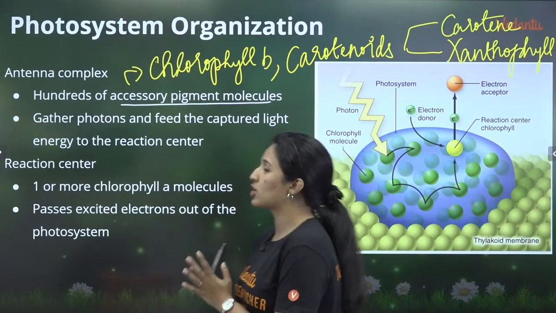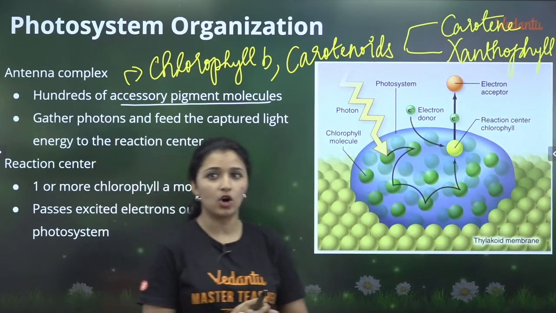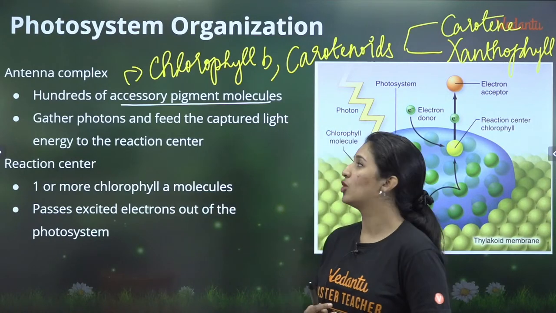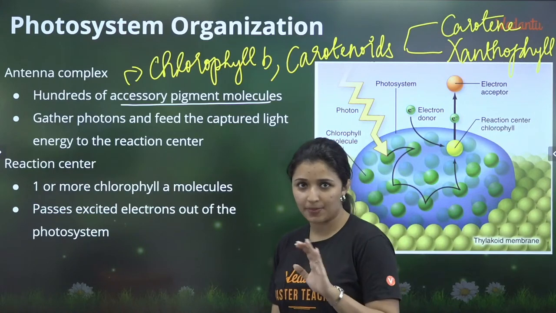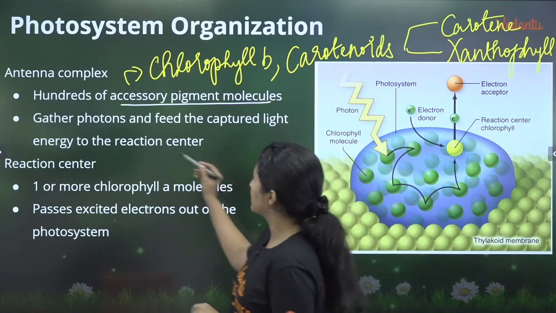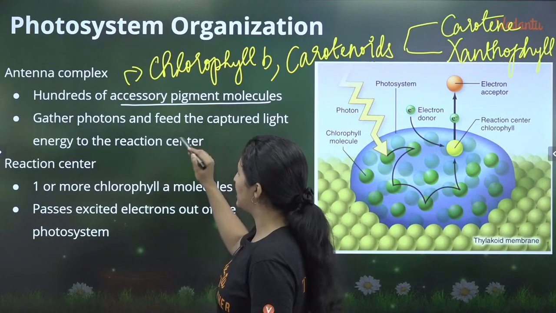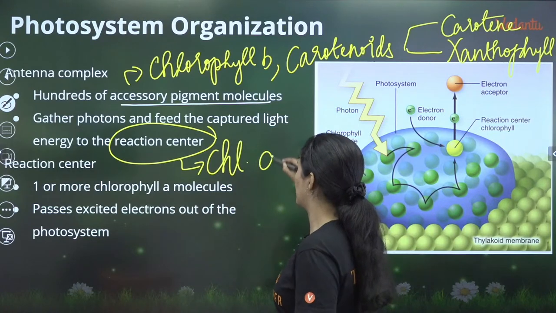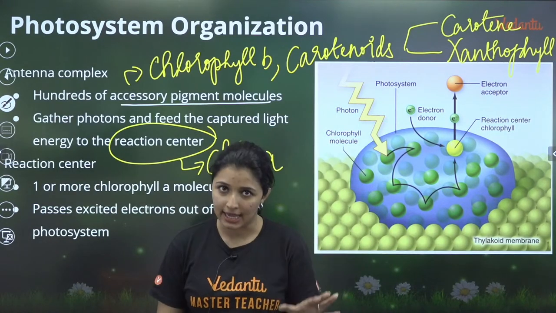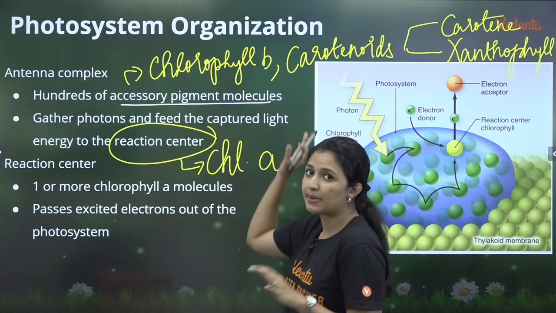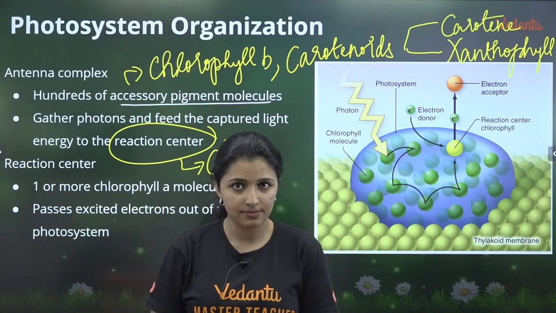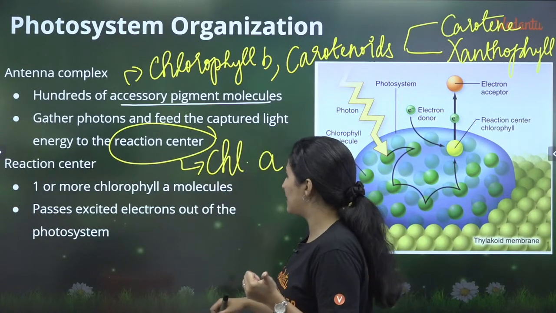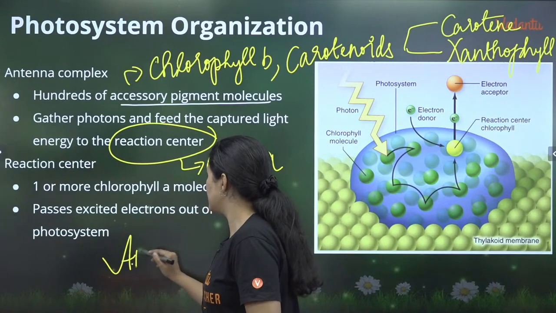So, we were talking about the pigments, all the pigments that are present. Chlorophyll A is a major pigment. It is also called a reaction center. They gather photons and feed the captured light to the reaction center. Reaction center is our chlorophyll A, the main guy. What these accessory pigments will do is absorb the light. They are actually in a bunch. We also call them the antenna complex, or the antenna.